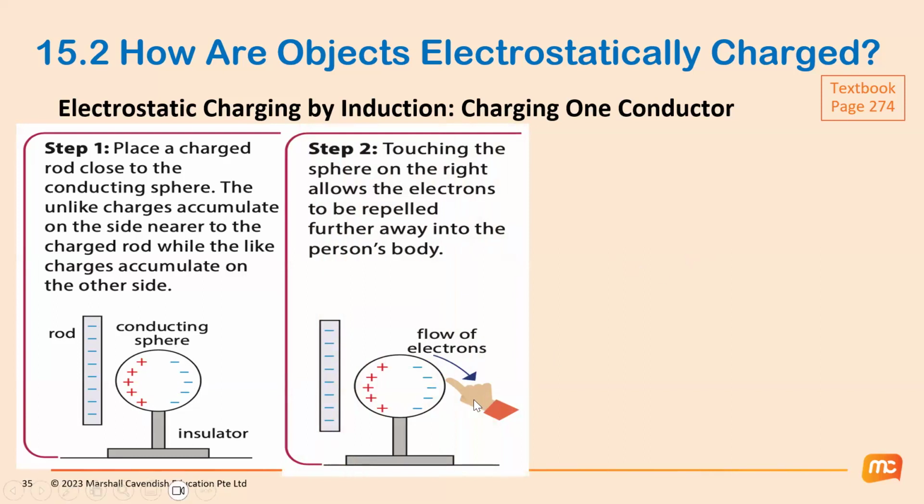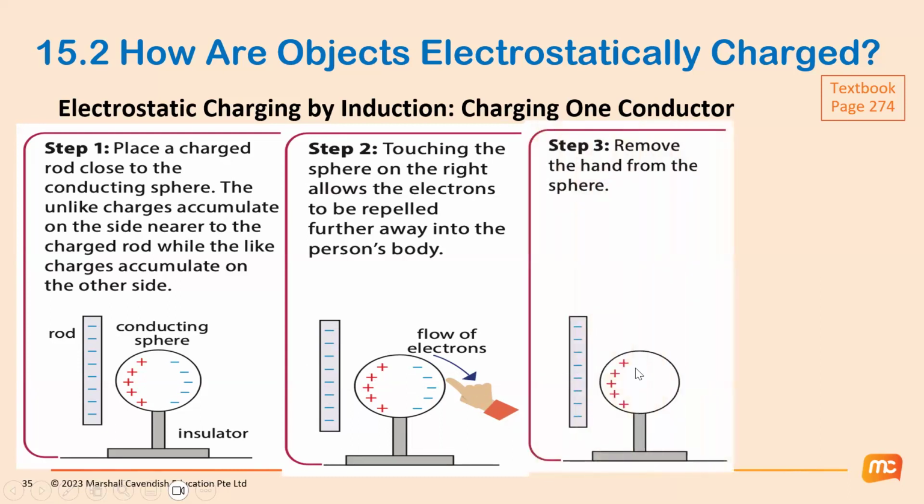Your body is a good conductor. Charges can flow through your body. So the easiest way is to touch the conductor. If I touch the conductor, the electrons will be repelled away because of this negatively charged rod. The electrons in this conductor will be repelled, so they will actually flow down. When I lose all my extra electrons, I will be left with only positive charge.